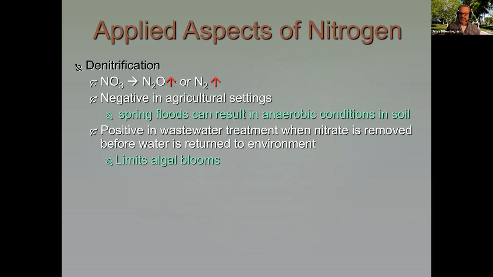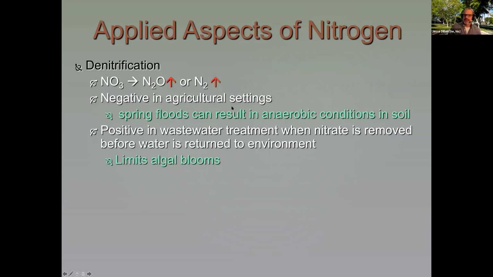When that happens, it creates anaerobic conditions, which really favors denitrification. And since the fertilizer placed onto farms by farmers is usually in the form of nitrate, then we end up with our nitrogenous intermediates, which, as we were reminded last time, can be greenhouse gases, as well as N2. Okay, so this would be a negative here.